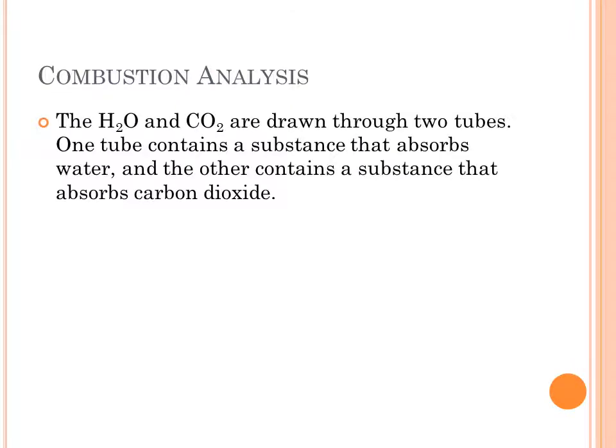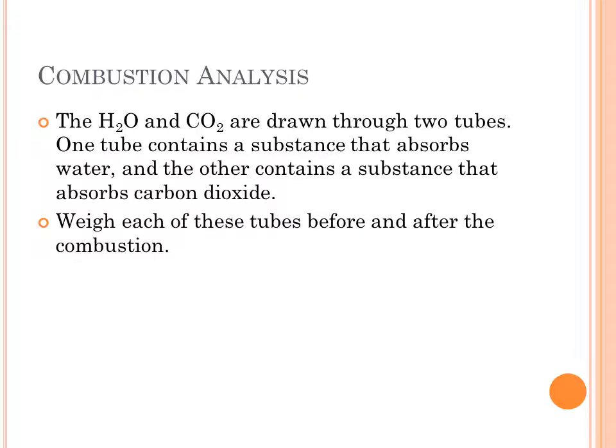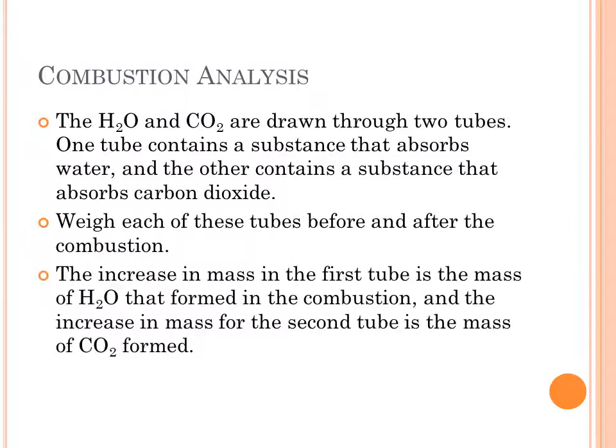The water and carbon dioxide are drawn through two tubes. One tube contains a substance that absorbs water, and the other contains a substance that absorbs carbon dioxide. You weigh each of these tubes before and after the combustion. The increase in mass of the first tube will be the mass of the water that was formed in the combustion, and the increase in mass of the second tube will be the CO2 formed.